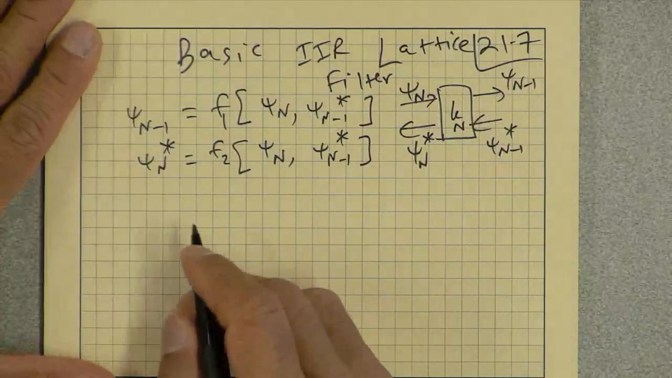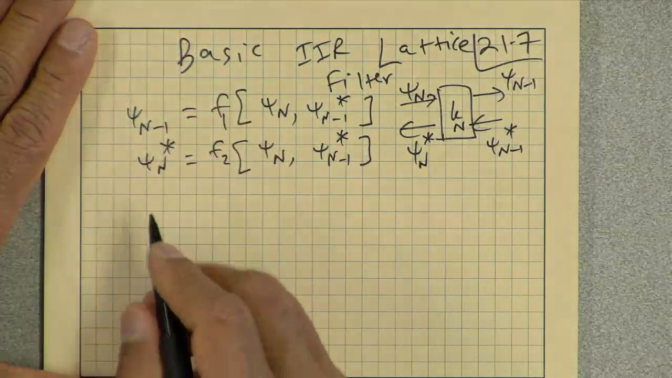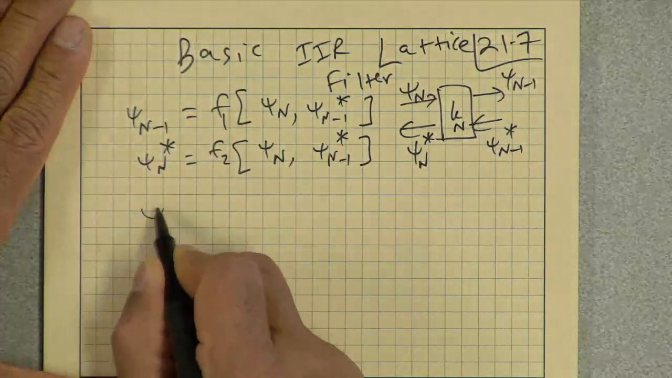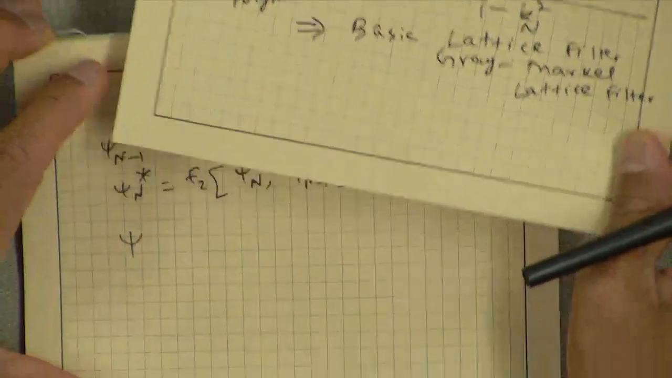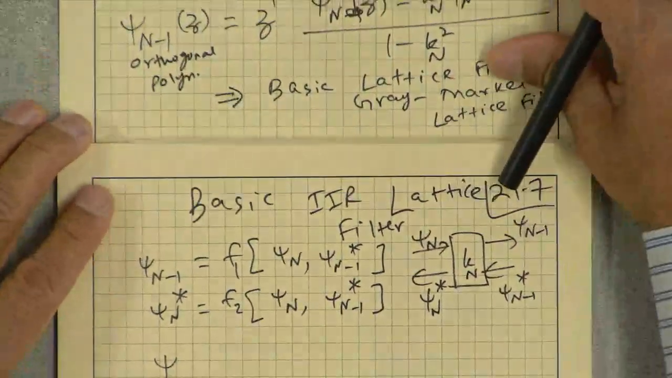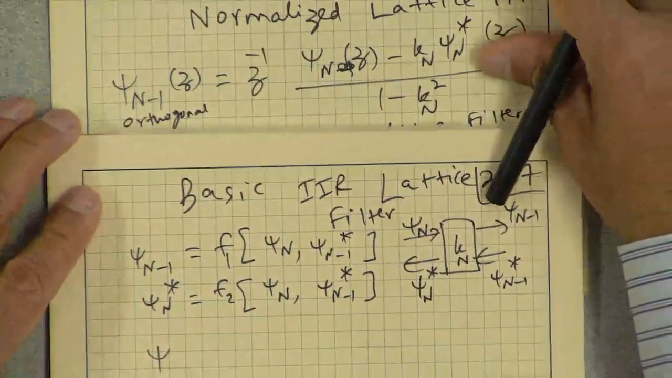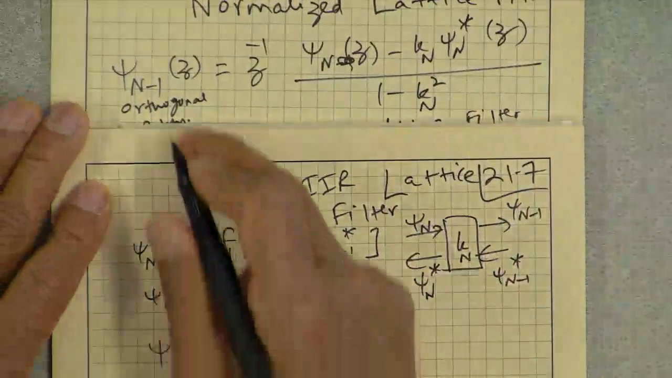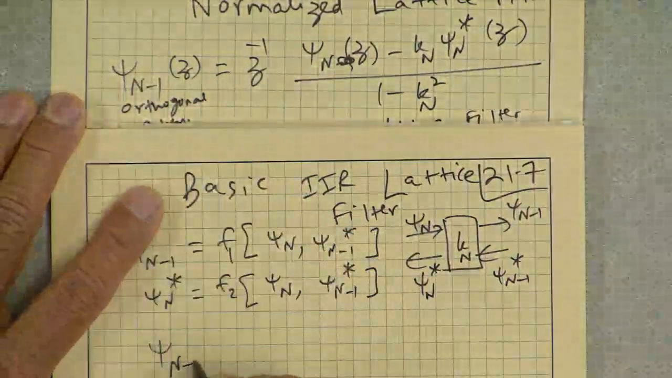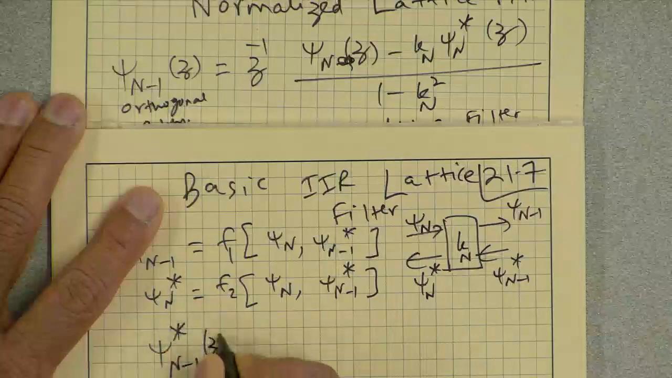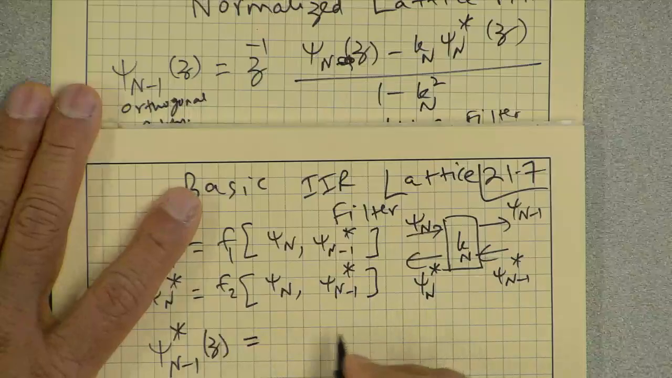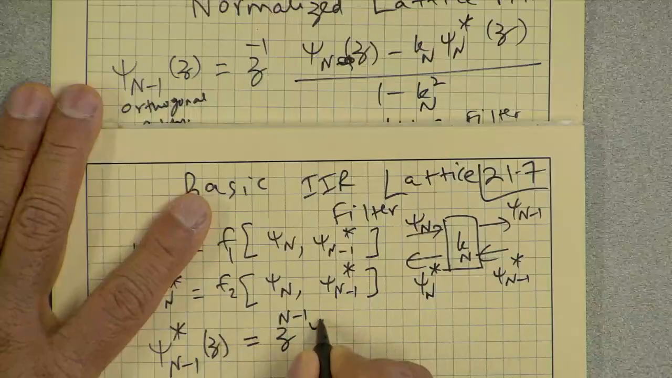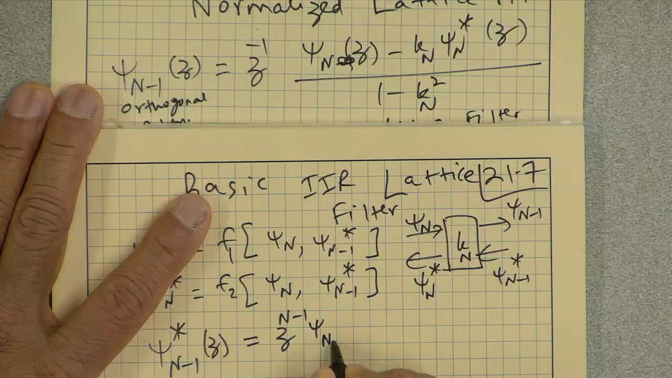Okay, so let's start with how to get these two different equations. Let me take the reverse polynomial of psi n minus 1, psi n minus 1 star z. By definition, this is z to power n minus 1, psi n minus 1, 1 over z. Okay, that's the definition.